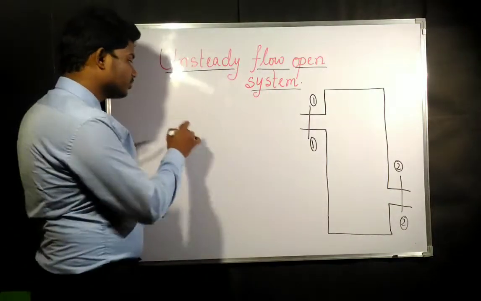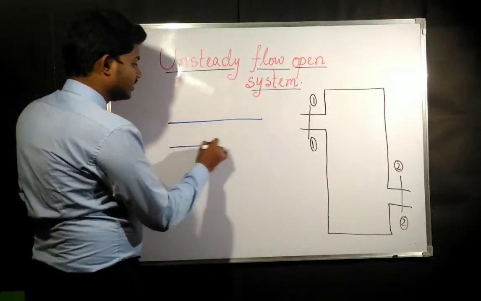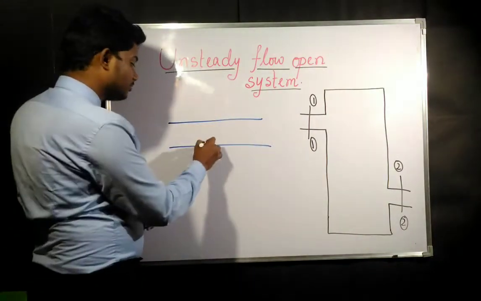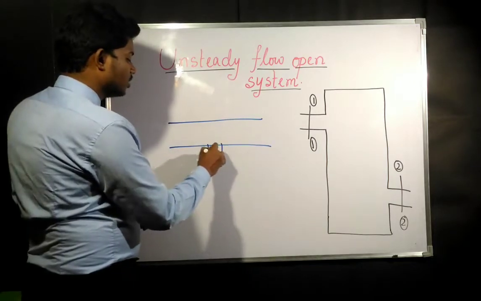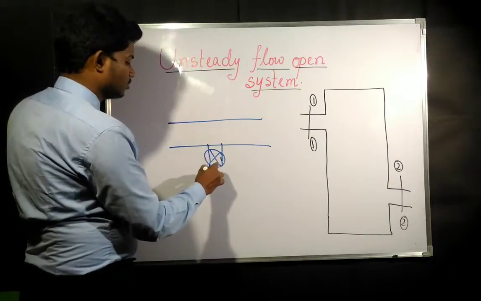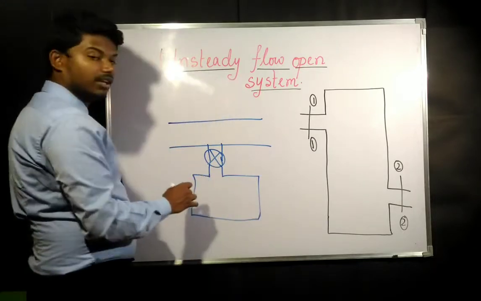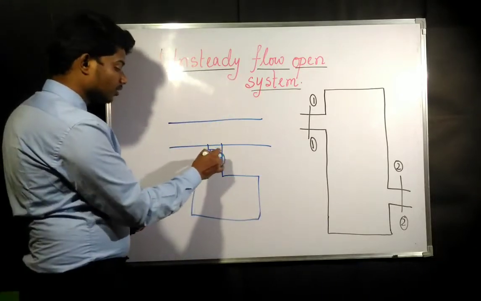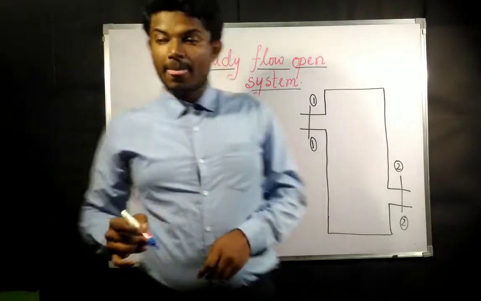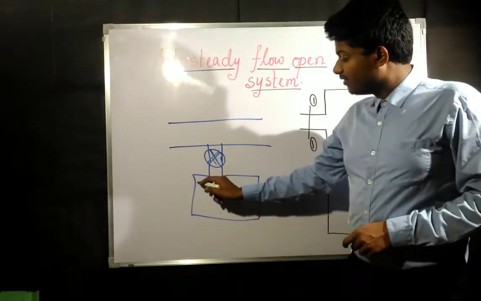For example, suppose they have given that there is a pipe, and with that pipe, there is an evacuated tank they have given. Okay, and there is a valve. Okay, one valve is given, and this is an evacuated tank.